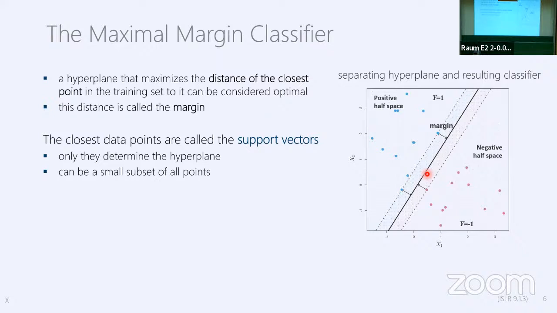And in this context, these points that lie exactly on the margin, so exactly on these dashed lines, have a special name and they're called the support vectors. And this is why this whole approach is called support vector machines. And usually, these are very few. So most of the data points are outside of this margin, and only a few data points are close to the decision boundary.